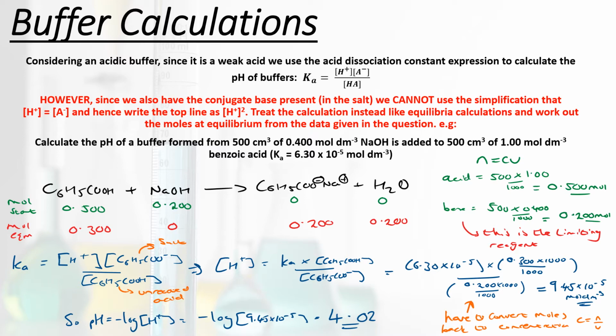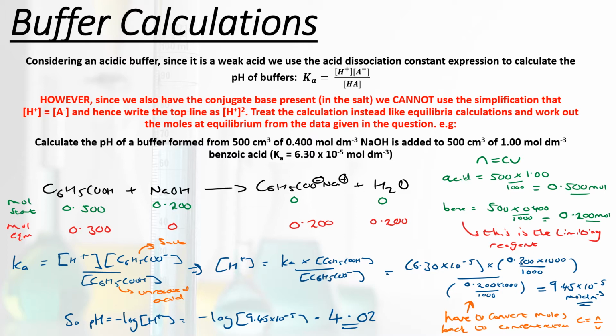So we have an example here where we're calculating the pH of a buffer solution formed from 500 cm3 of a 0.4 mol dm-3 sodium hydroxide solution being added to 500 cm3 of a 1 mol dm-3 benzoic acid solution. And we're given the Ka there for benzoic acid. So this is the creation of an acidic buffer. We have our weak acid, benzoic acid, reacting with sodium hydroxide to produce the salt, C6H5COO- Na+, and water. It's a neutralization reaction, but the key thing is it's a buffer. We have our weak acid and we have the salt of the weak acid.